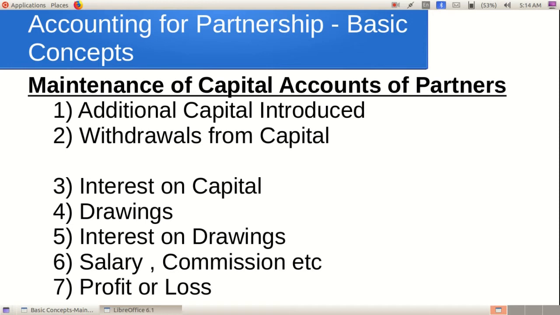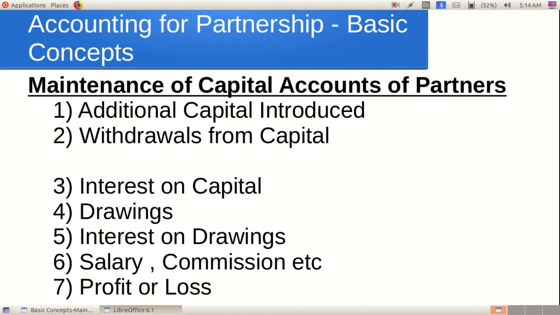The second transaction is exactly opposite to the first one: withdrawal from the capital. Withdrawal means taking back the amount invested from the business. Whenever a partner withdraws capital from the business, his capital account will automatically be reduced. Take the same example: if the partner has invested 5 lakh in a business and withdraws 50,000 out of this 5 lakh, his capital will be reduced to 4 lakh 50,000.